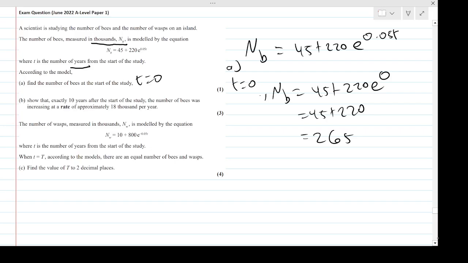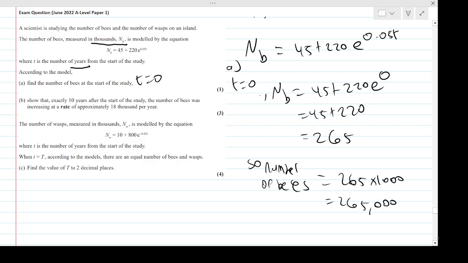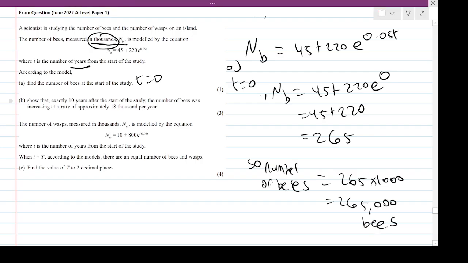But that NB is 265, but that's not what it asked for. It didn't ask for the value of NB, it asked for the number of bees, which is a bit different because NB is in thousands, right? So I need to multiply by 1,000, so the number of bees is 265 times 1,000. That's 265,000 bees. Right, that's why I say underline your units with these questions, because it could catch you off guard. You need to recognise the times by 1,000 there at the end.